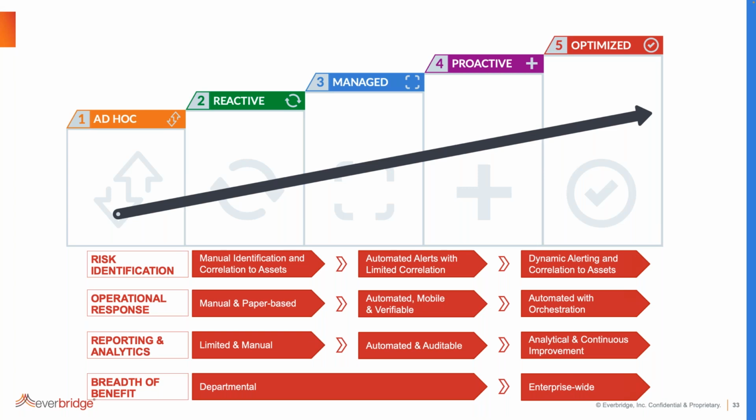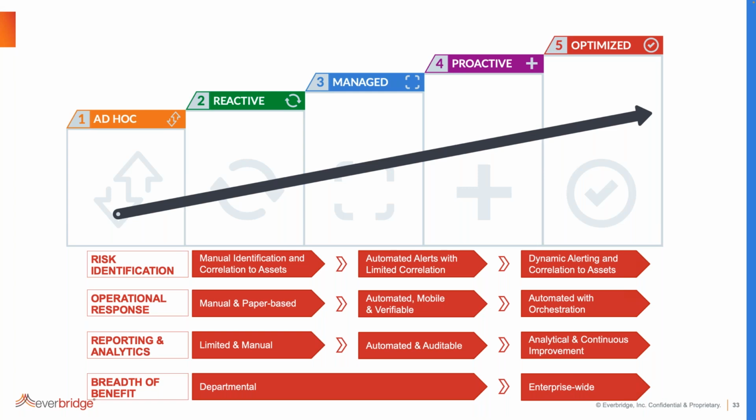I can take the step to say, all right, I've identified it. How can I start to automate that and correlate it to my assets? Is there a tool out there? Are there people out there that can help me say, when this happens, this is what's impacted, right? Operational response. Can I move from a paper-based to something that's more automated, something that's more digital?